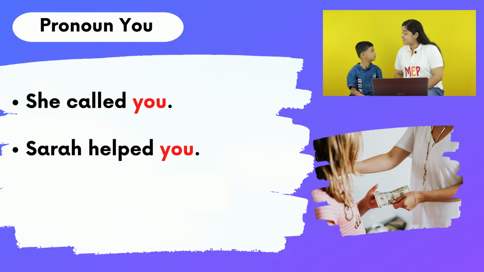Sarah helped you. Correct. So again in this sentence, we have used the pronoun you in an object form because the pronoun you is receiving the action. So whenever the second person receives any action, we always use pronoun you in an object form.